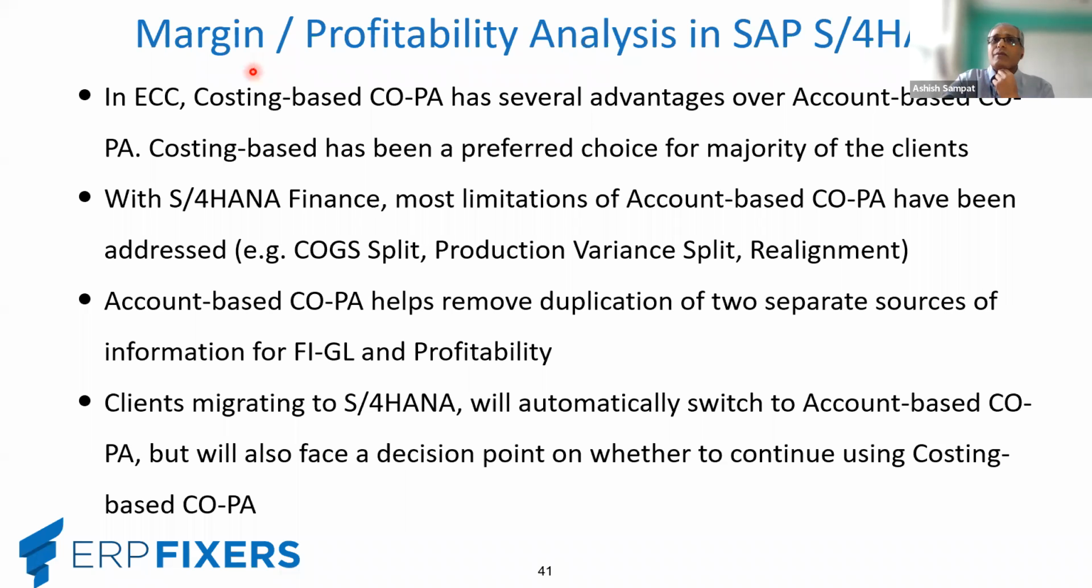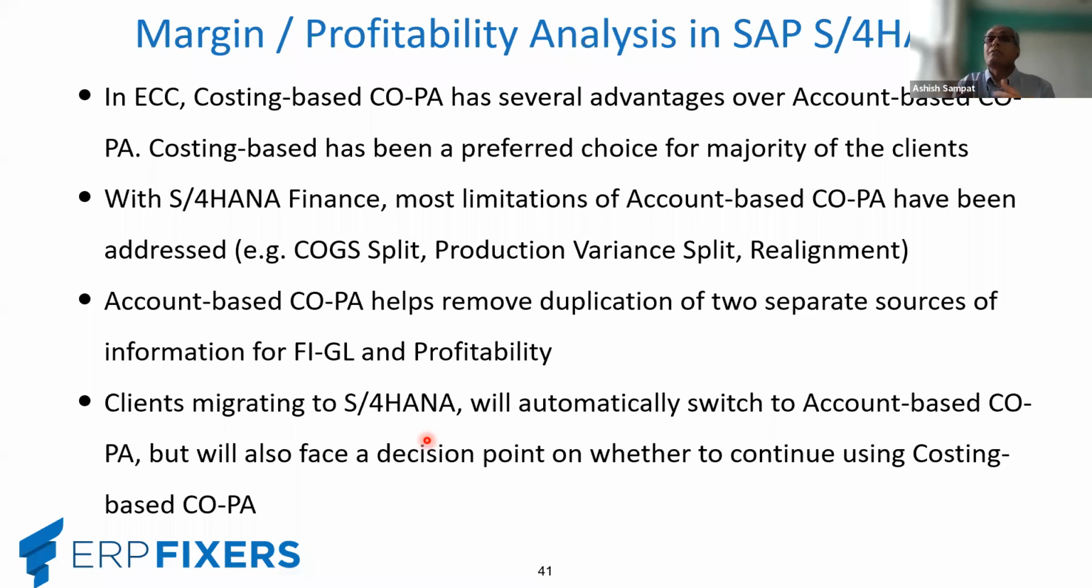Now, this is where the question comes up. If we are on a brownfield project, as in already using ECC and want to go to S4 HANA, what choice do I have? One, account-based COPA will be activated by default. Why? Because it's part of ACDOCA, and that's where account-based will always be there. The question is whether you want to activate costing-based COPA also. It is an option. If you don't want to activate, that's fine.